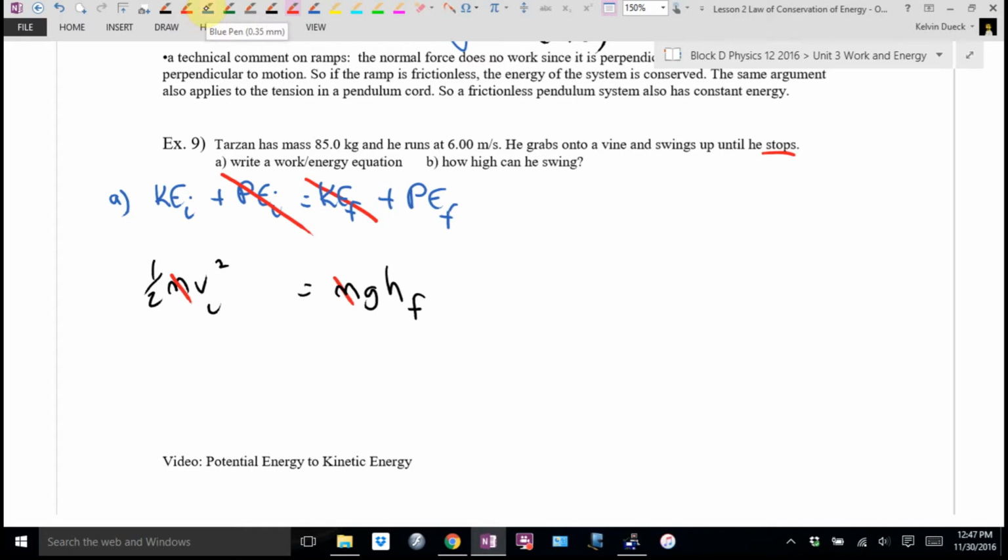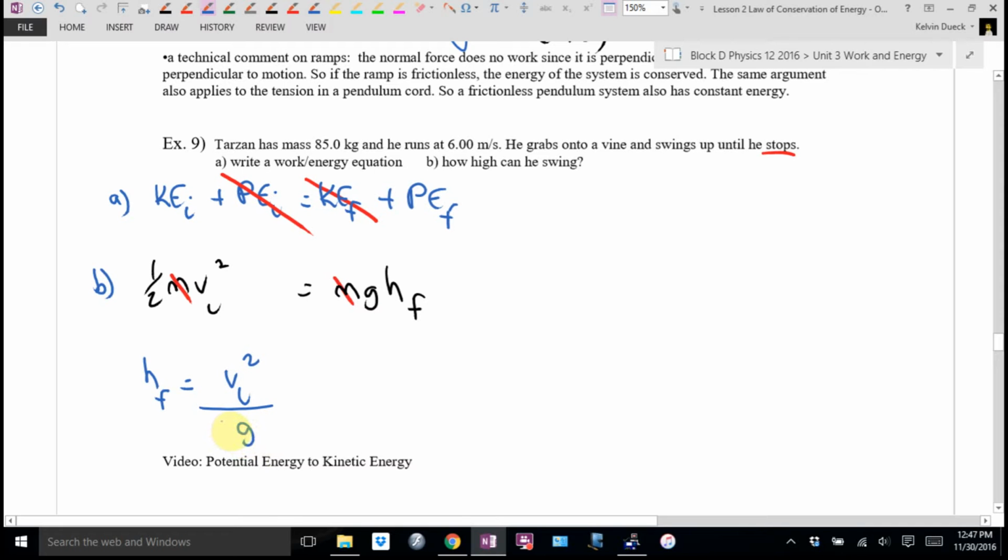What are we trying to find? Oh. Divide by g. Final height is going to be vi squared over, I think we're going to divide by g. And you could put a 0.5 on the top, or you could put a 1/2. Usually when I'm multiplying by 0.5, that's the same as dividing by 2. I'll just tuck that there because it looks prettier. I'm going to get 6 squared all over 2 times 9.8.